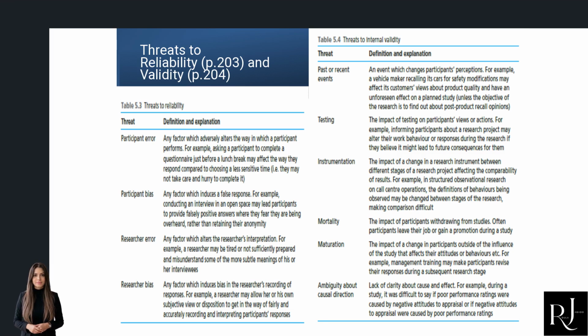Threats to internal validity include past events that change perceptions, the impact of the testing process itself, changes in research instruments, and mortality, where participants drop out of the study. Maturation and ambiguity about causal direction are also concerns. Being aware of these allows you to design controls, such as ensuring anonymity to reduce participant bias or using standardized instruments to reduce instrumentation errors, thereby strengthening the overall quality of your research design.